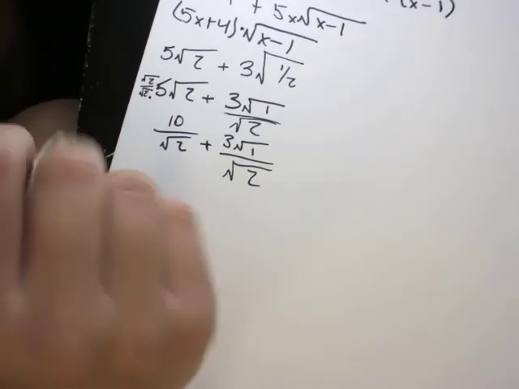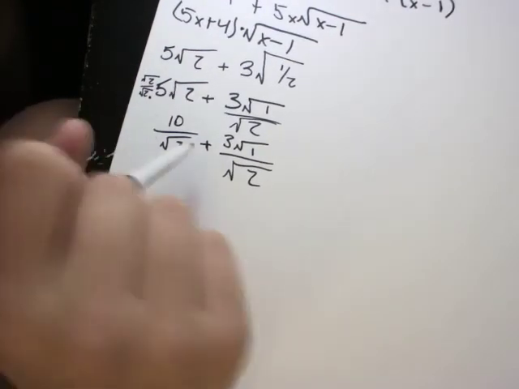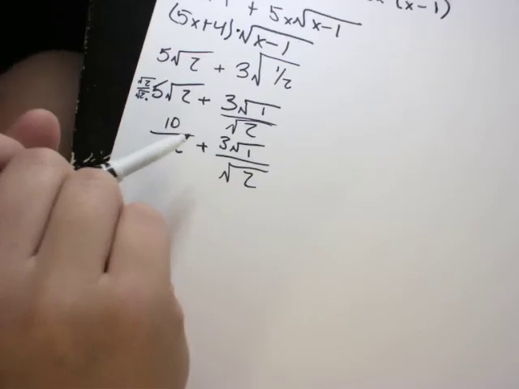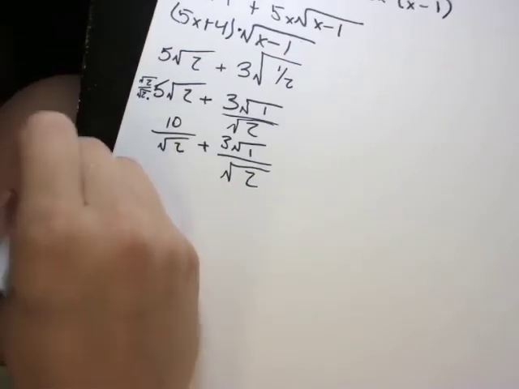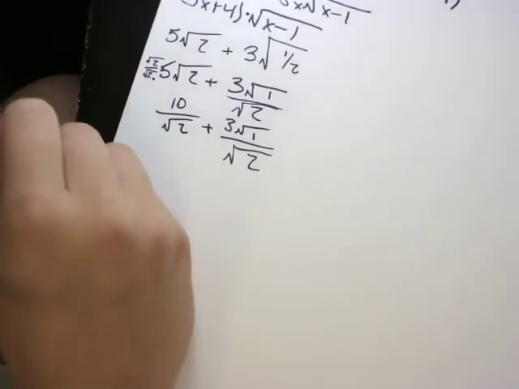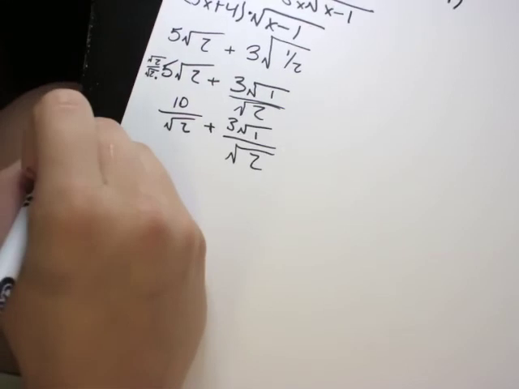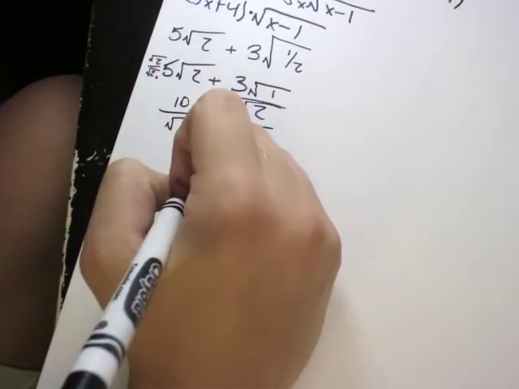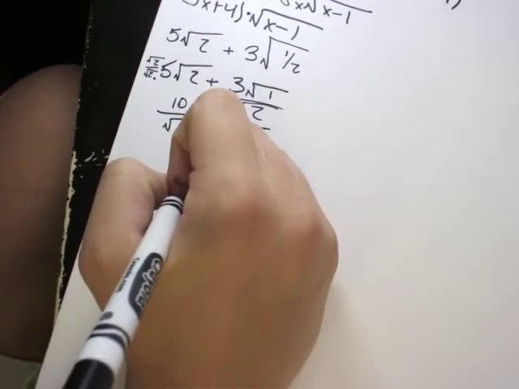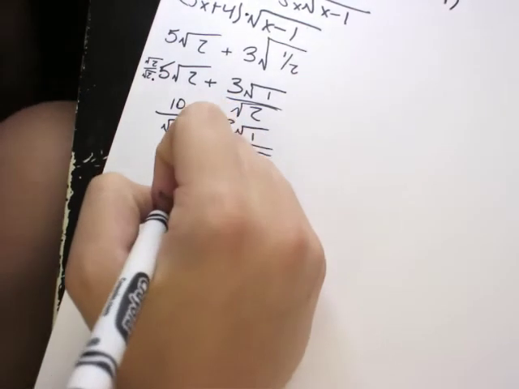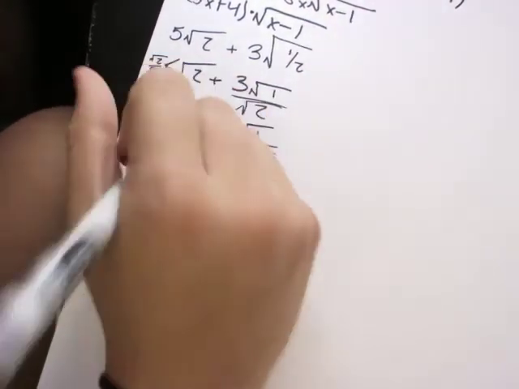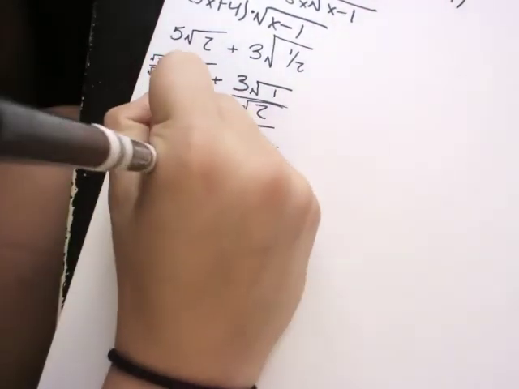So I can't combine them yet because I can't. Well, what is this one? It's the square root of 1, which is 1. So I don't need it. Do you guys see that on the right? And then 3 times 1 is 3. So then it's just 10.